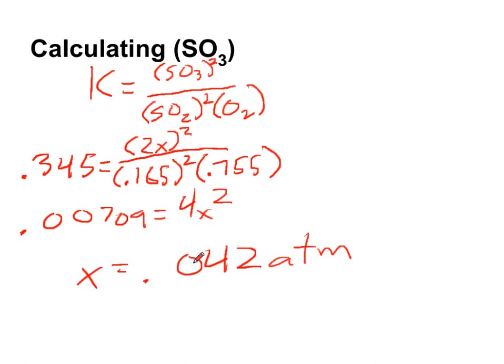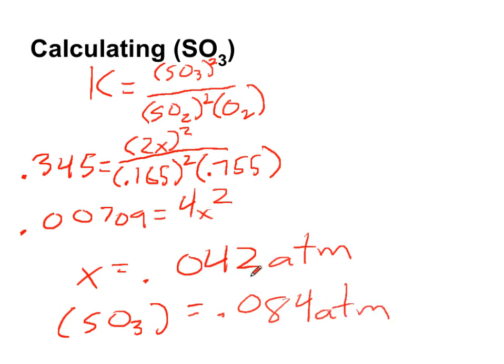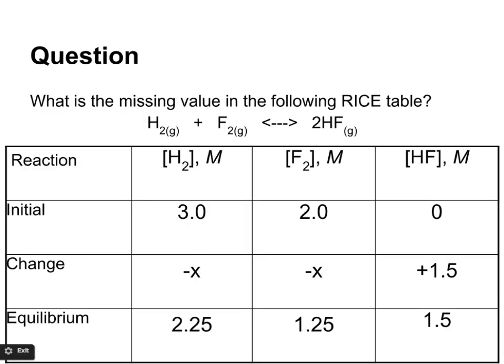So we're going to multiply this by 2. So our equilibrium pressure of SO3 is 0.084 atmospheres. If it was just 1x, we would have left it at 0.042. But since in our equilibrium box we had 2x, we had to multiply it by 2.